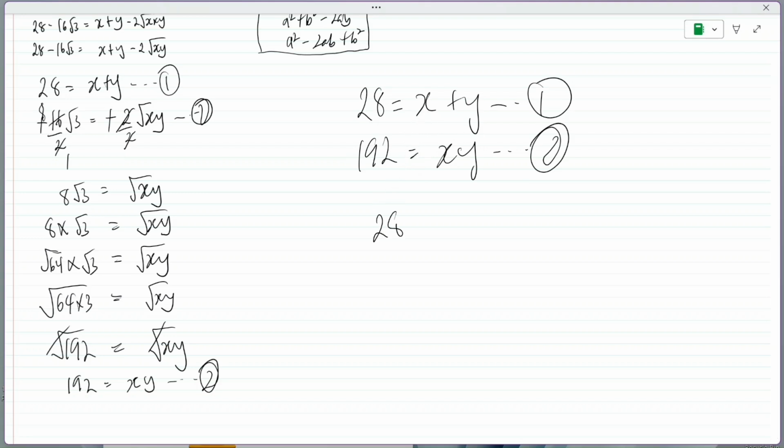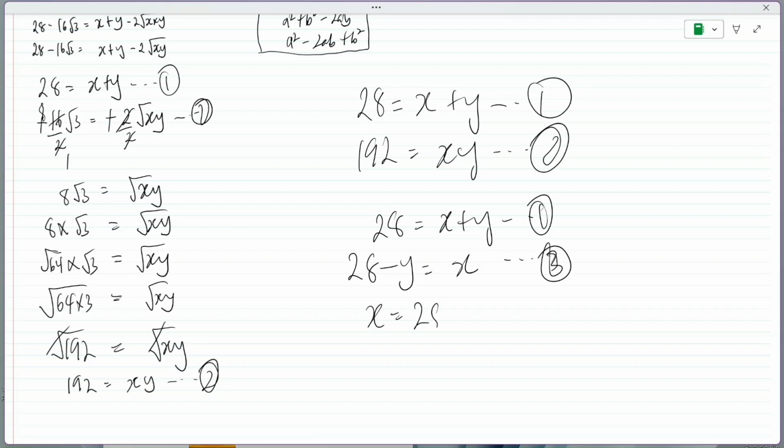So we have 28 equals x plus y. That's equation 1. We're trying to make x the subject of the formula. We take this plus y over the equals sign to join the 28. So 28 plus y crosses the equals sign and turns to minus y equals x. That is, from equation 1 we derive equation 3, which we can rewrite as x equals 28 minus y.